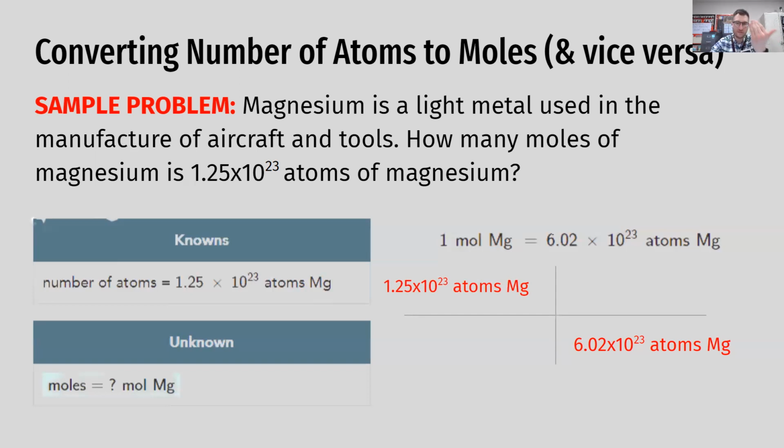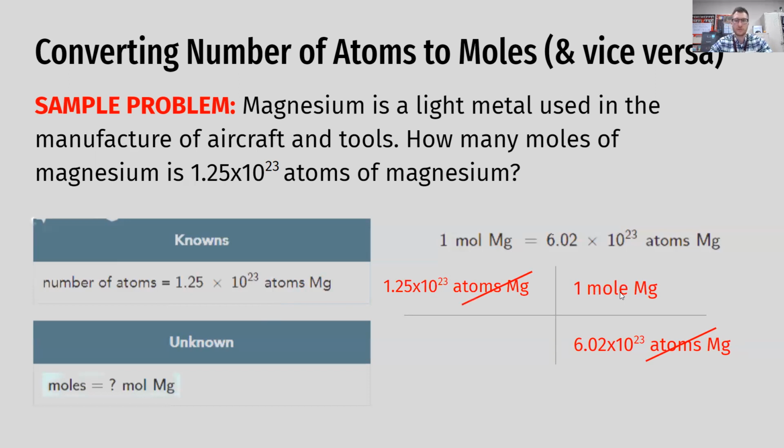I apologize for that. But when using that conversion factor, we want to make sure that atoms are on top and bottom of each other, because remember, we're trying to cancel out these units. And if we divide by the same unit, that's going to allow for those two units to cancel. So 1 mole of magnesium is equal to 6.02 times 10 to the 23rd atoms of magnesium. And because we have those two units of atoms on opposite sides, or top and bottom of our dimensional analysis chart, that leaves us just with moles as our final unit.